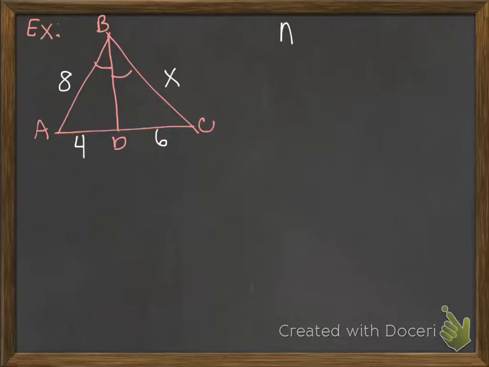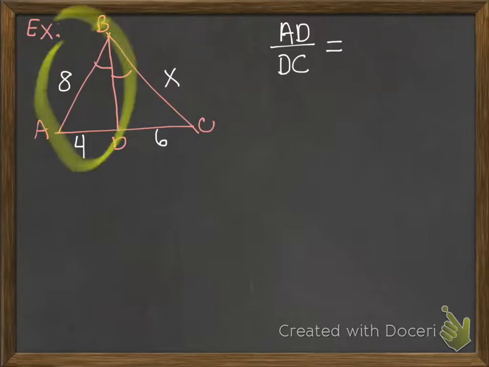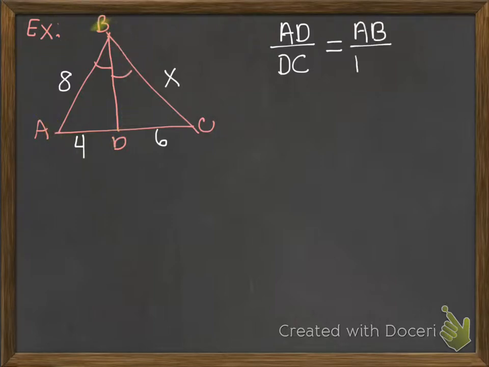A, perfect. Are we okay? Yeah. All right, what segment is attached to AD? AB. AB, good. All right, and what segment's attached to DC? Good, so I know AB over BC is on the other side of my ratio. Are we okay? All right, plug and chug.